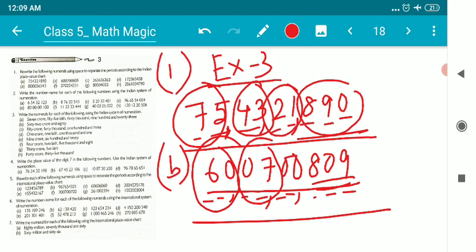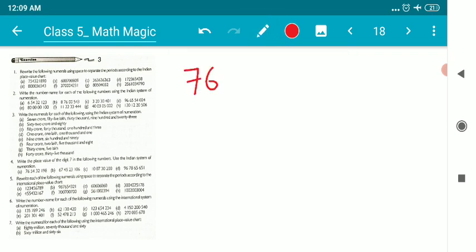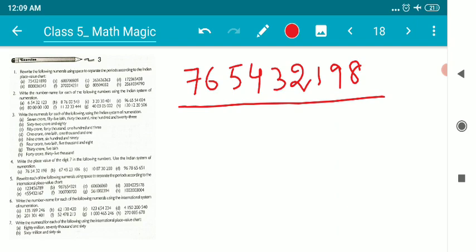Let us talk about some questions in which we write the place values of the digits in the following numbers using the Indian number system. Suppose the number, children, is 7 6 5 4 3 2 1 9 8. What is this number as per the Indian number system? Ones, tens, hundreds, thousand, ten thousand, lakh, ten lakh, comma: 76 crore 54 lakhs 32,198.